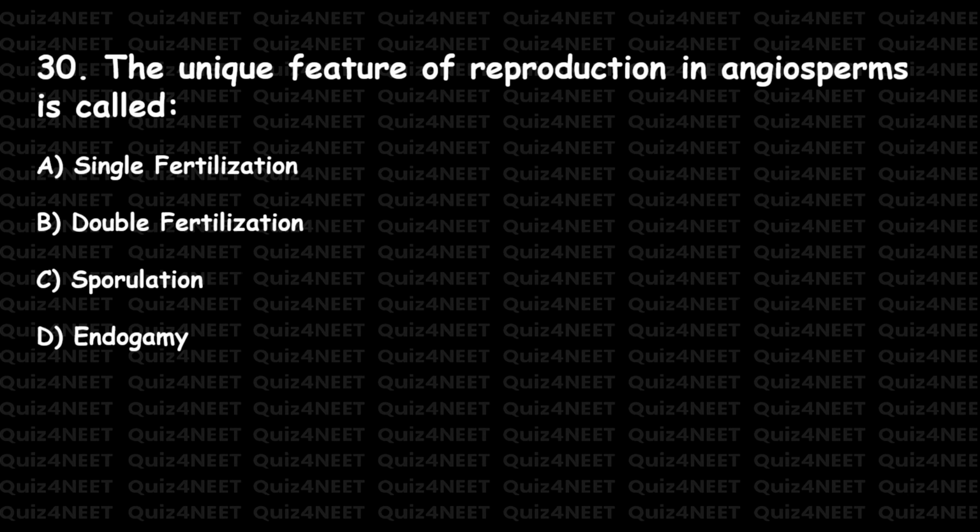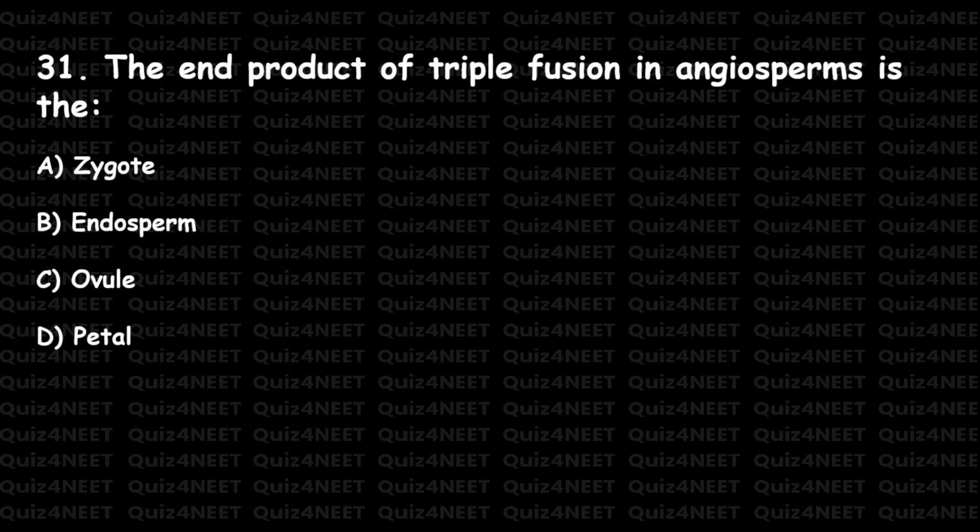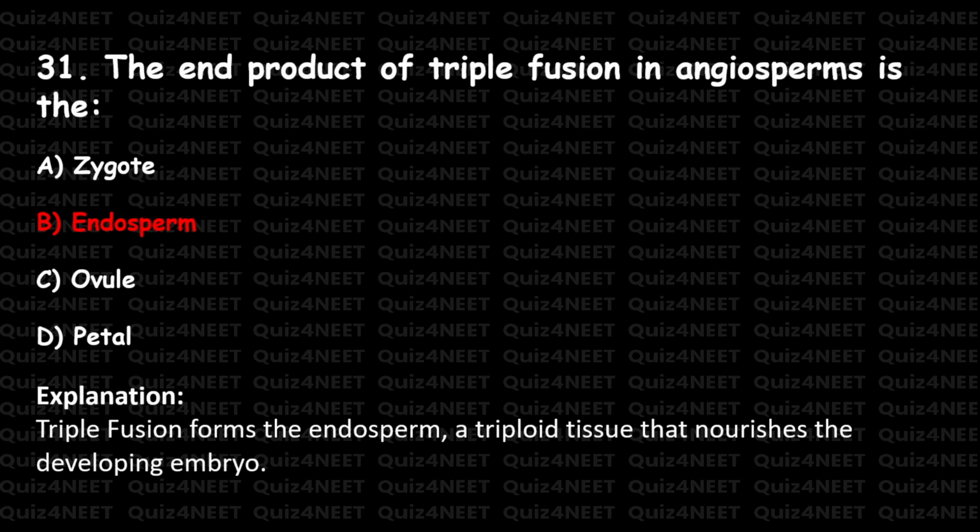30. The unique feature of reproduction in angiosperms is called A. Single fertilization, B. Double fertilization, C. Sporulation, D. Endogamy. Right answer, B. Double fertilization. Explanation: double fertilization is the unique process where one sperm fertilizes the egg and another sperm fuses with the polar nuclei. 31. The end product of triple fusion in angiosperms is the A. Zygote, B. Endosperm, C. Ovule, D. Petal. Right answer, B. Explanation: triple fusion forms the endosperm, a triploid tissue that nourishes the developing embryo.